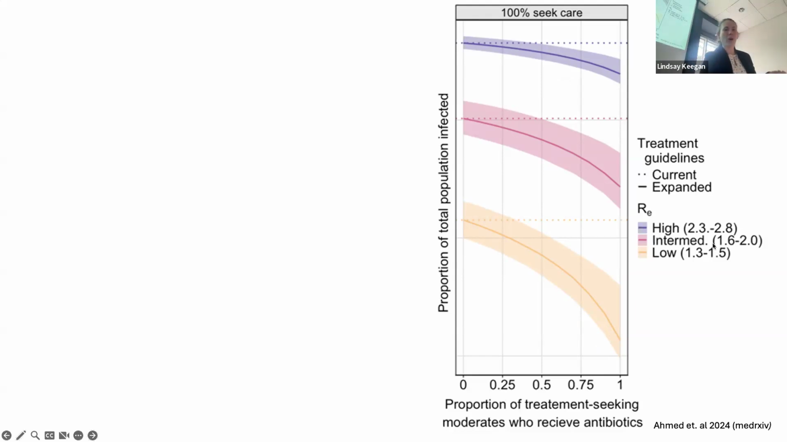But either way, in all 3 of these different outbreak scenarios, you see that treating moderate infections reduces the overall outbreak size. And that makes sense, right? When you start treating people, they're not able to spread, and the outbreak doesn't continue.